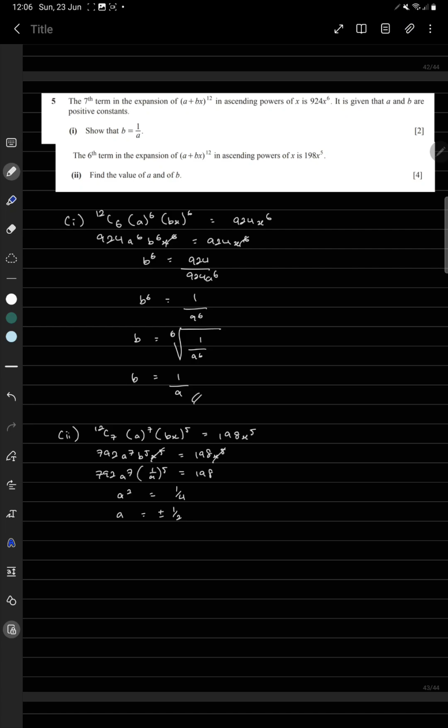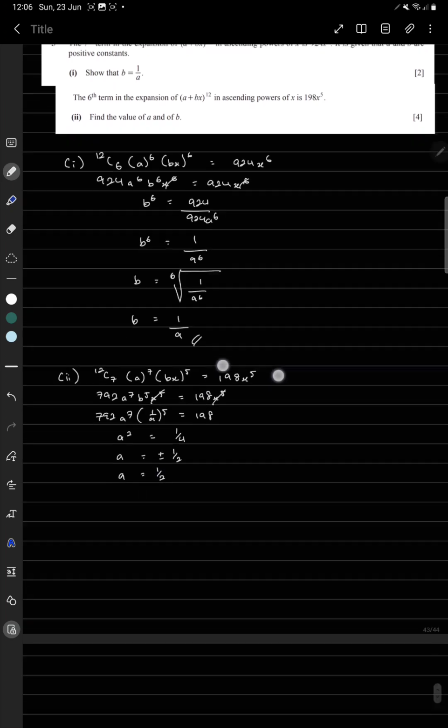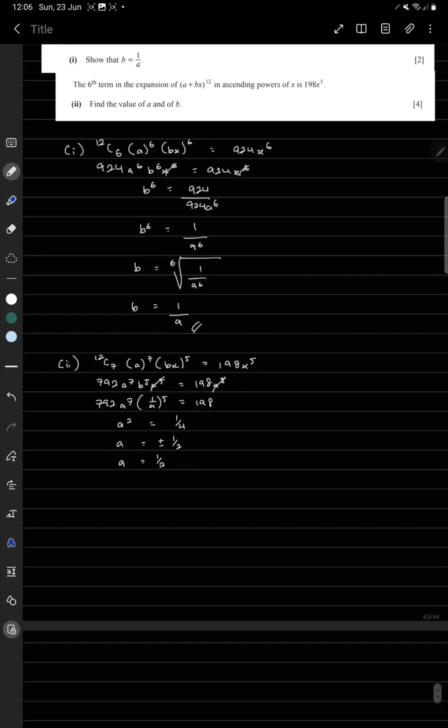Now in the question it says that a and b are positive constants. So in this case we will not take the negative, we'll just say a is positive 1 over 2. And then to find b, we just simply use the result from the previous question. So we substitute a equals 1 over 2, 1 divided by 1 over 2. So b is equal to 1 times 2. So b is equal to 2. So finalizing your answer here, a is going to be equal to 1 over 2, and b is going to be equal to 2.